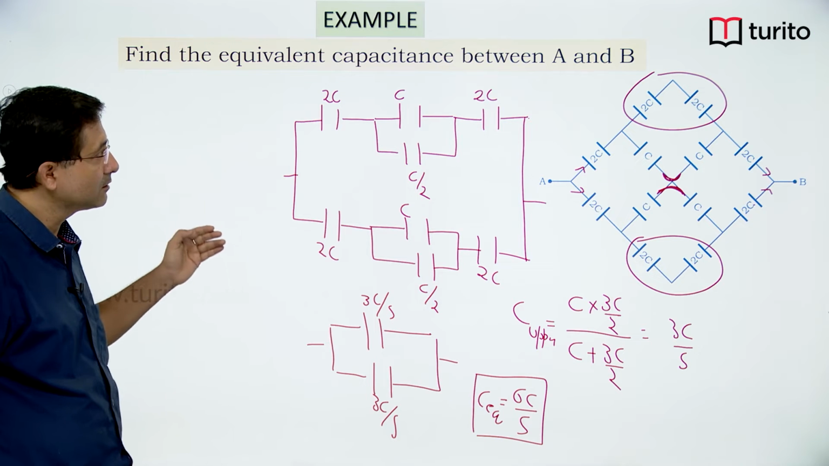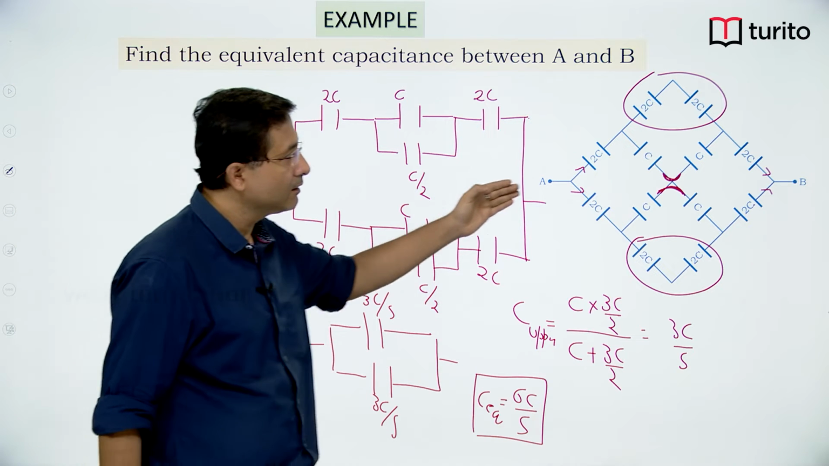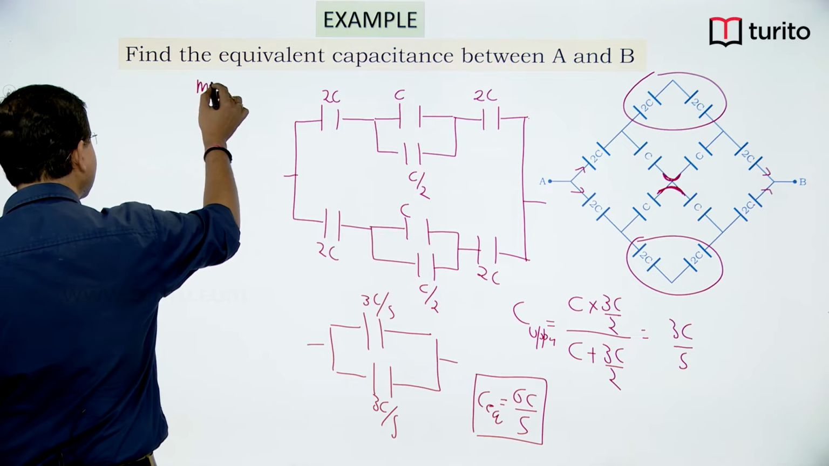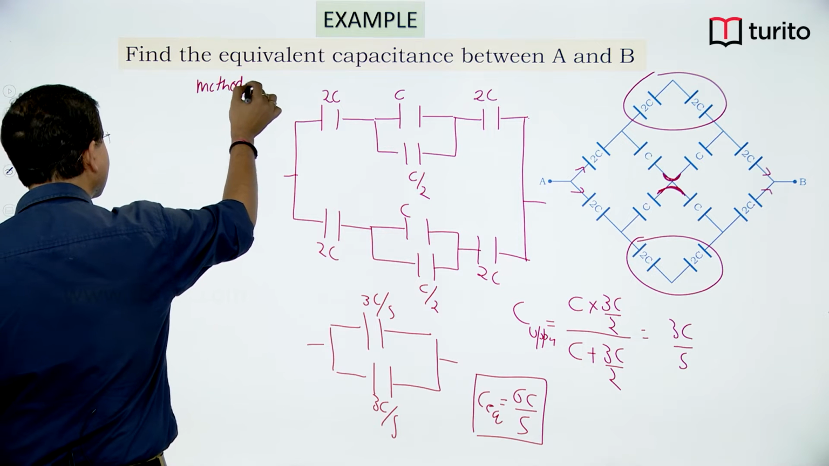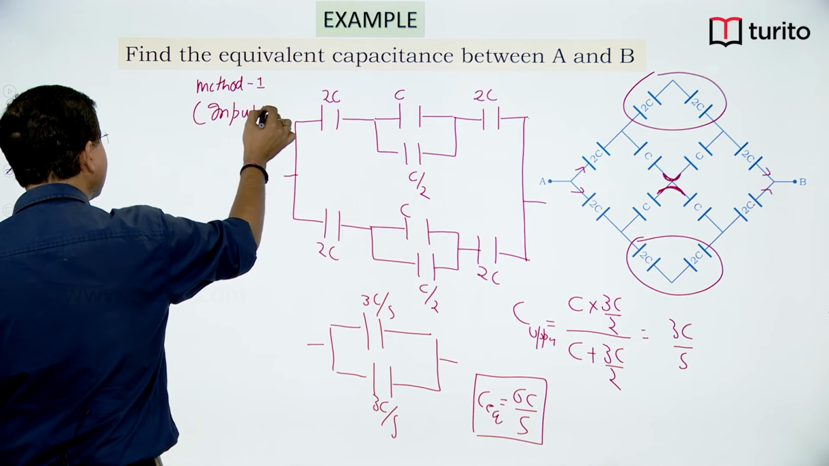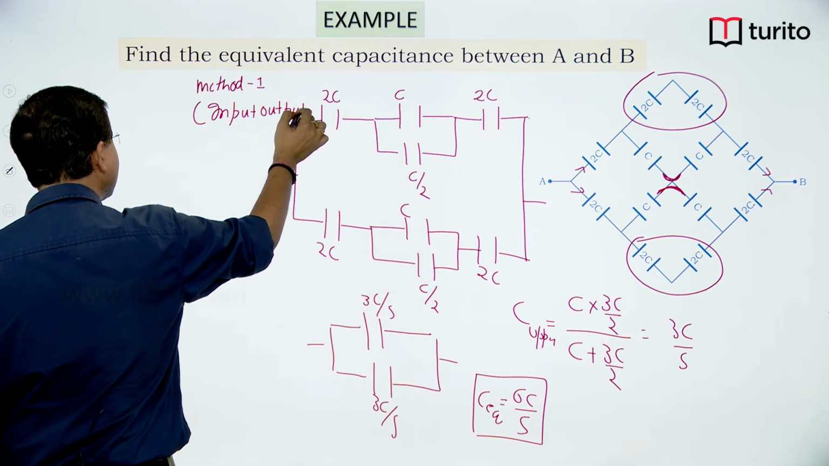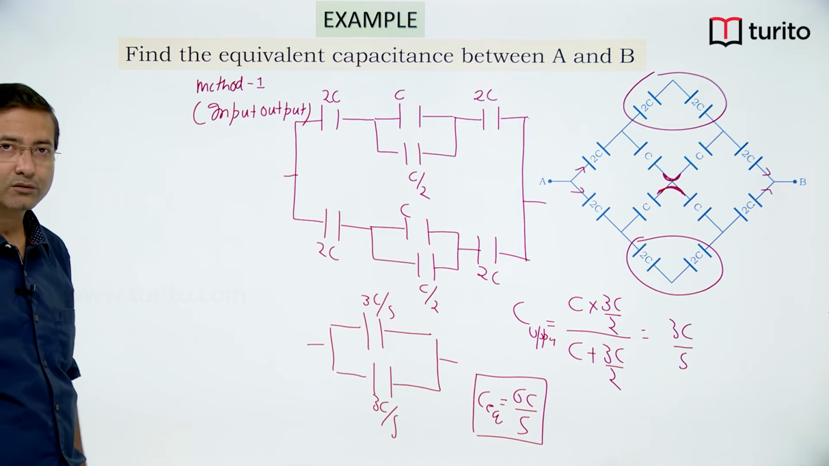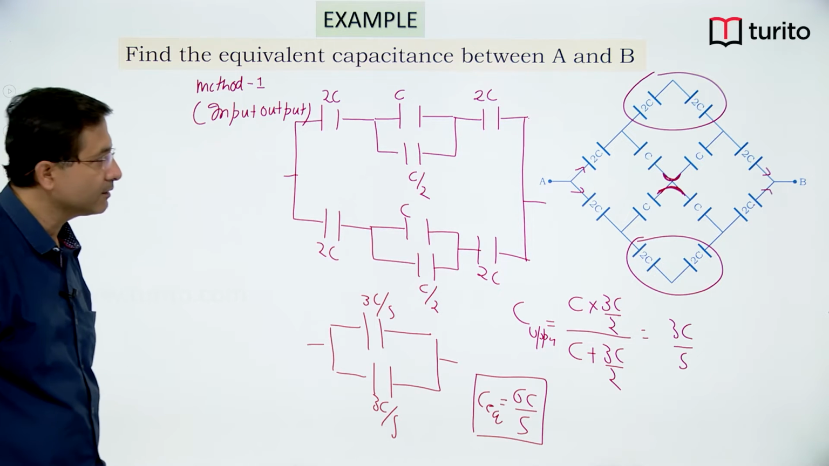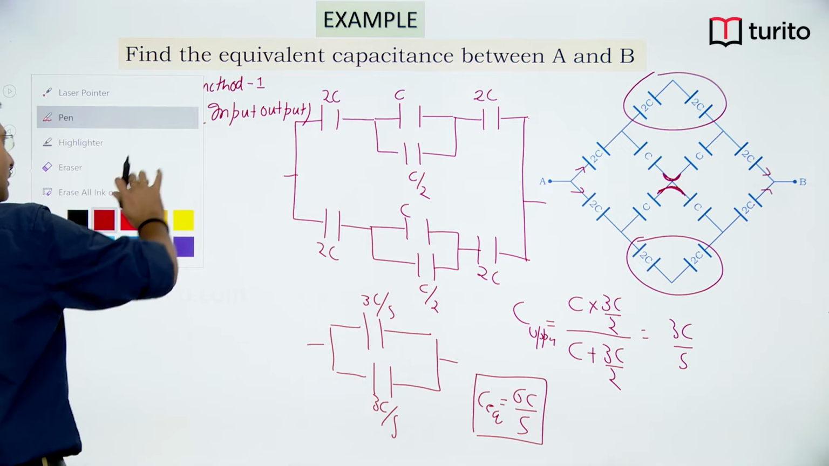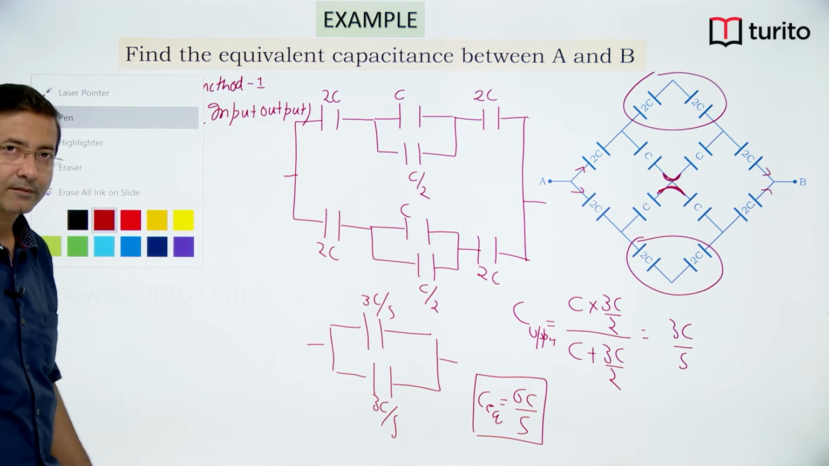This is when we are solving the problem by input output symmetry. So, method 1, input output. You can also solve this problem by folding symmetry. Let us see. I hope this whole thing is clear.